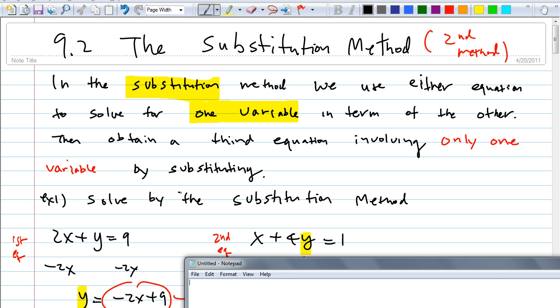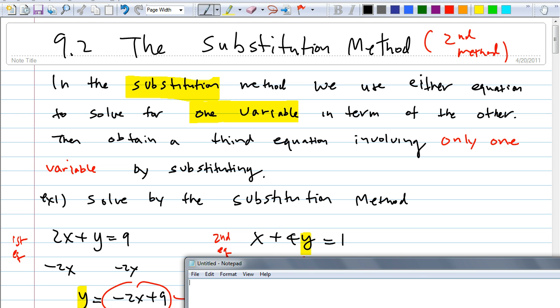Exactly right. In place of y, since we have solved for y, guess what we're going to do? In place of y, we're going to substitute what? Negative 2x plus 9. That's why it's called the substitution method. And do you think it's a good idea to substitute back into the first equation? No. Then you get this. It will be always true. Okay, that doesn't do any good. So you need to use the second equation that you haven't used. Plug that into the second equation where the y is.